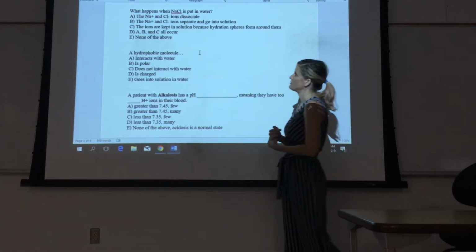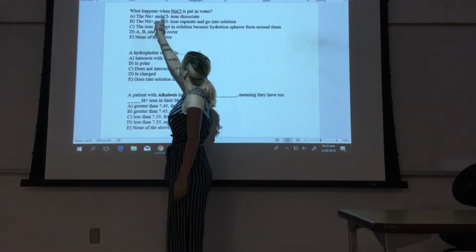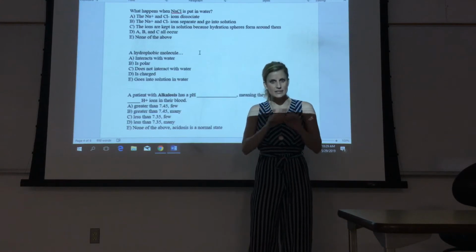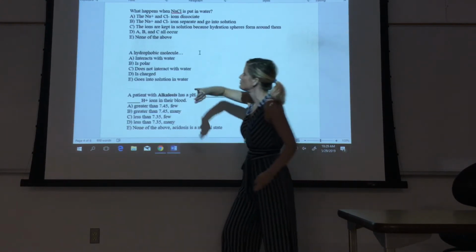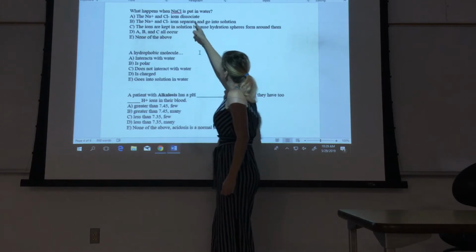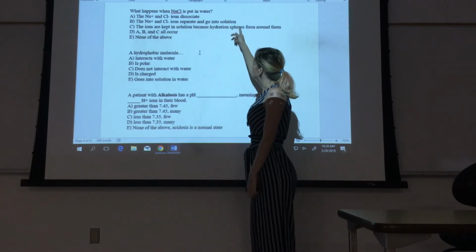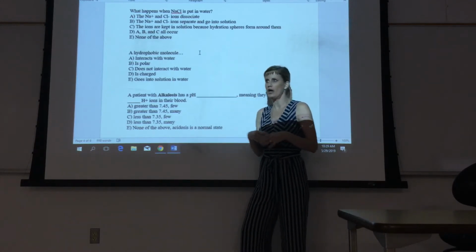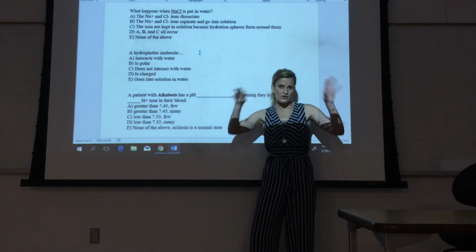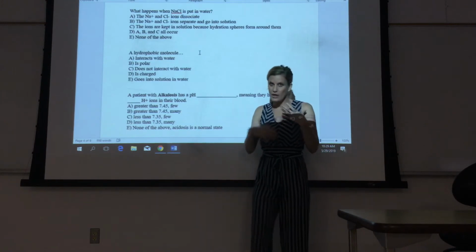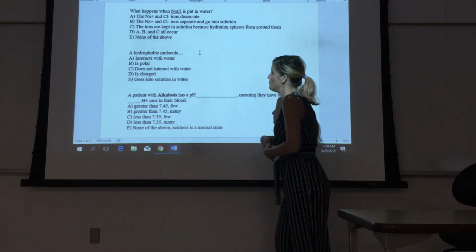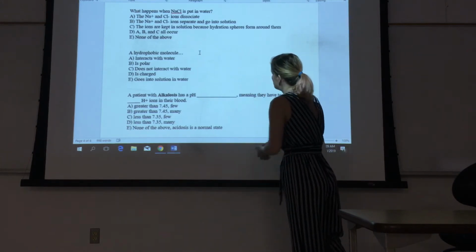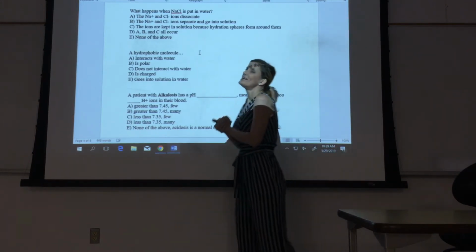So let's look at our choices. The sodium and chloride ions dissociate, yes. All right, they dissociate, they separate in the water. The sodium and chloride ions separate and go into solution, yes. Remember, that's what a solution is when you have something that dissolves in the water, right? It spreads out evenly throughout the water. That happens with salt in water. The ions are kept in solution because hydration spheres form around them. Yes.